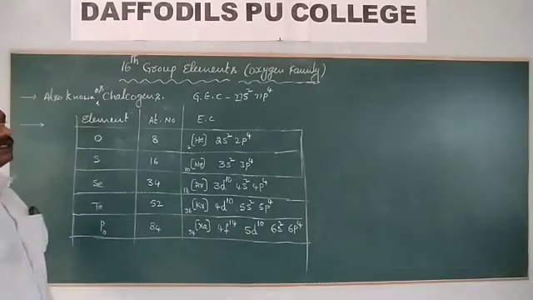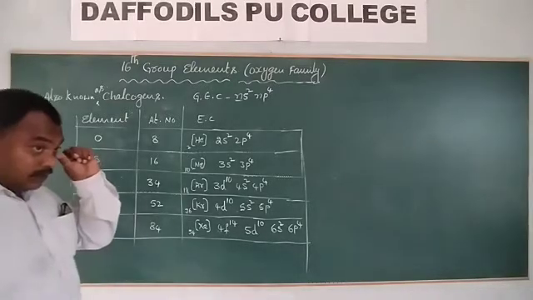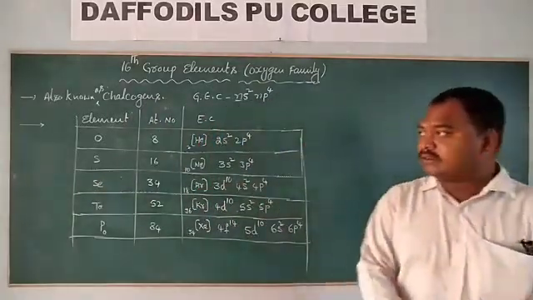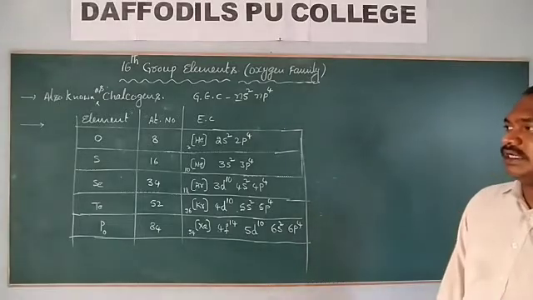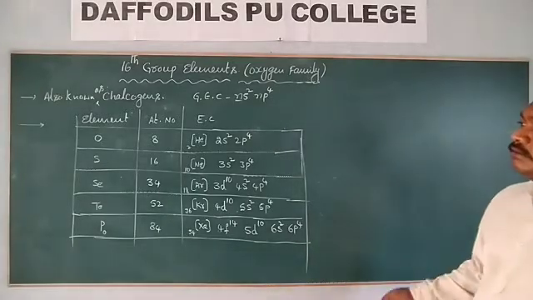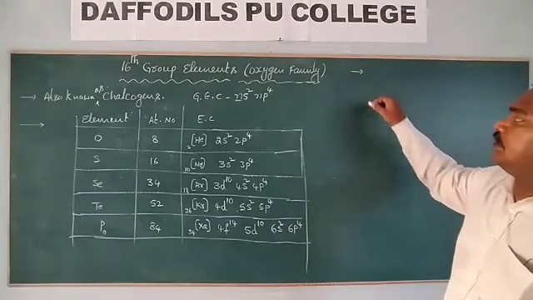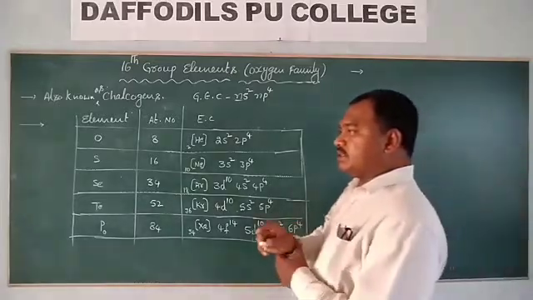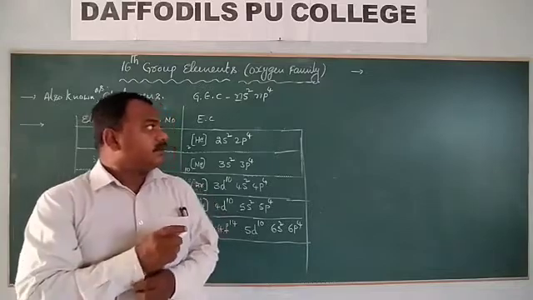16th group elements, or oxygen family elements, are also known as chalcogens. Why are they called chalcogens? Because these elements are available in the form of oxides. Next, look at the properties of these elements: what happens to atomic size, density, electronegativity, electron affinity, all those things.